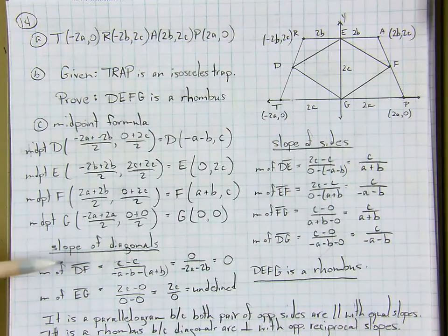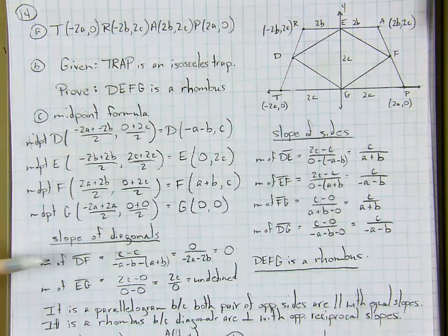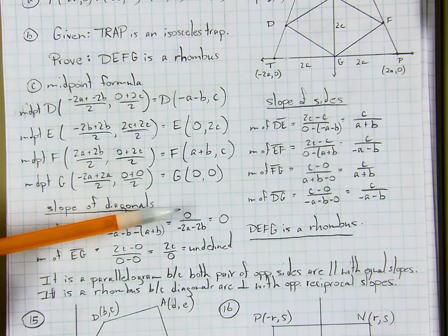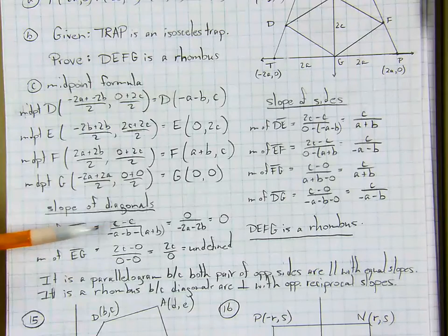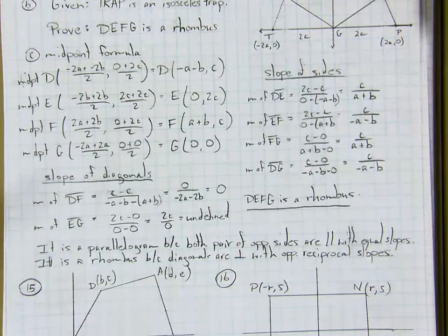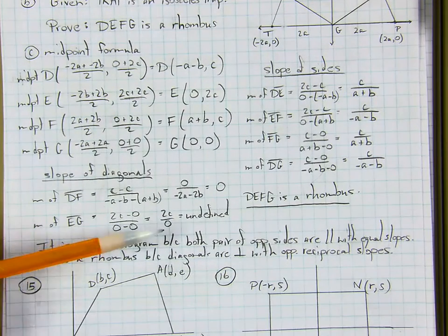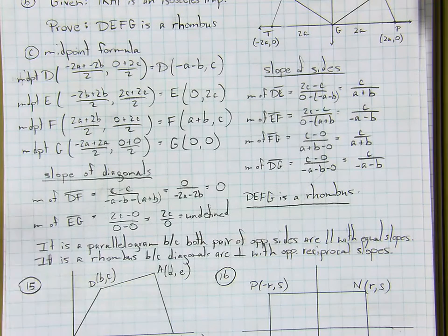Then I found the slope of the diagonals. And the diagonals came out to be 0 and undefined, which means one's vertical, one's horizontal, so they are perpendicular. So that's how I know it is a rhombus. It's a rhombus because it's a parallelogram, because both pairs of opposite sides were parallel with equal slopes. It was a rhombus because the diagonals are perpendicular with opposite reciprocal slopes.